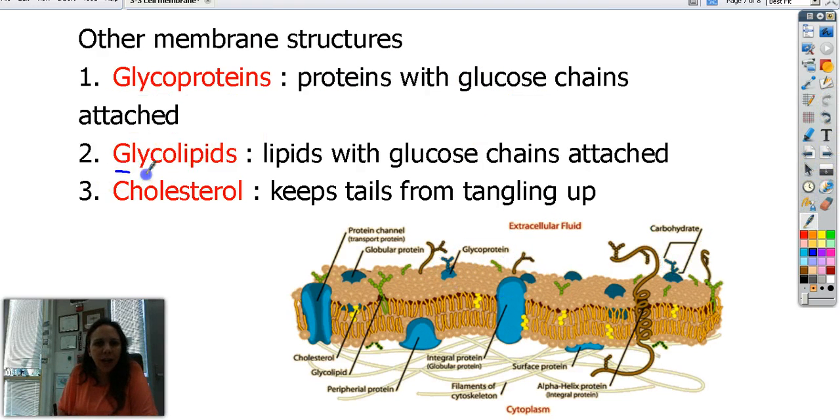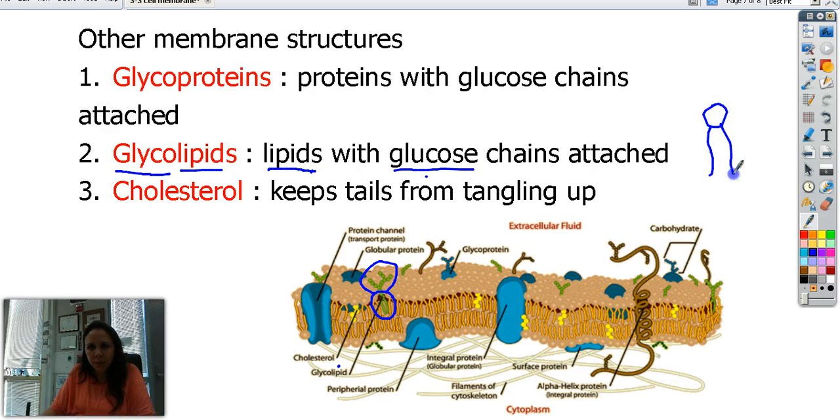The next one we have is glyco, glucose, lipid. So it's a lipid with glucose attached. Let's go find that guy. There he is. Now there's the bottom half, there's the top half. He looks like a phospholipid, which is the lipid portion, but he's got a big old chain of glucose stuck to his head too. So all these little green guys poking their heads up like that are glycolipids.